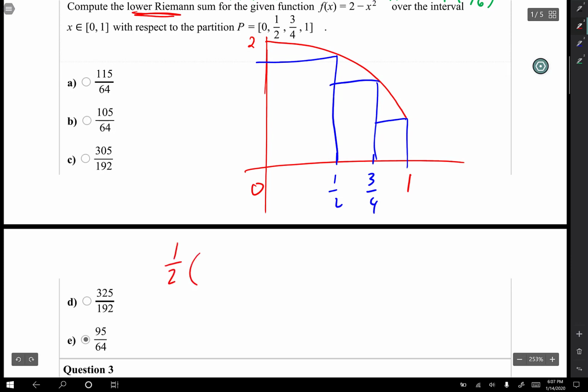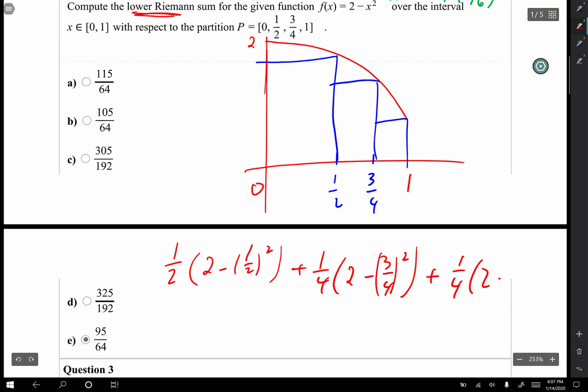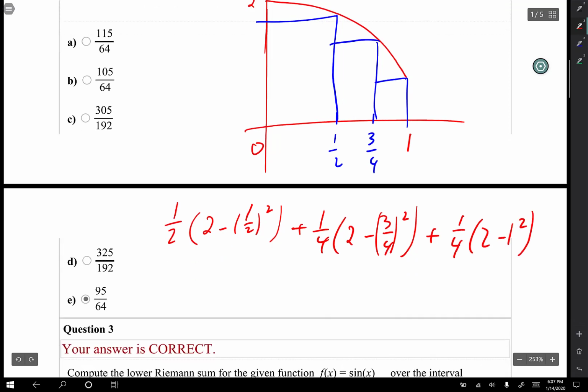And then the height is, let's see, 2 minus 1/2 squared. There we go. And then plus the difference between 1/2 and 3/4 is 1/4 times 2 minus 3/4 squared plus, and then another 1/4. And then 2 minus 1 squared. Alright, let's see what that is.